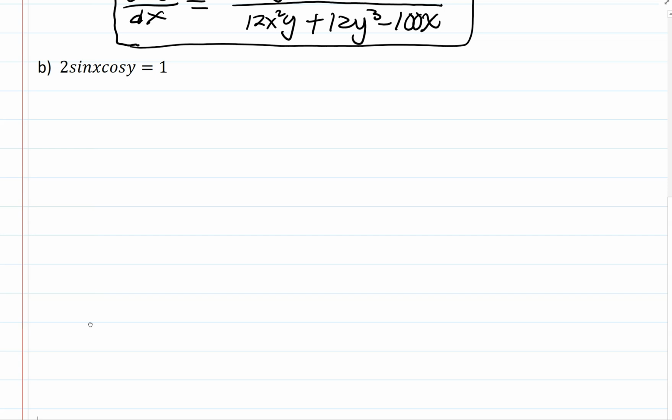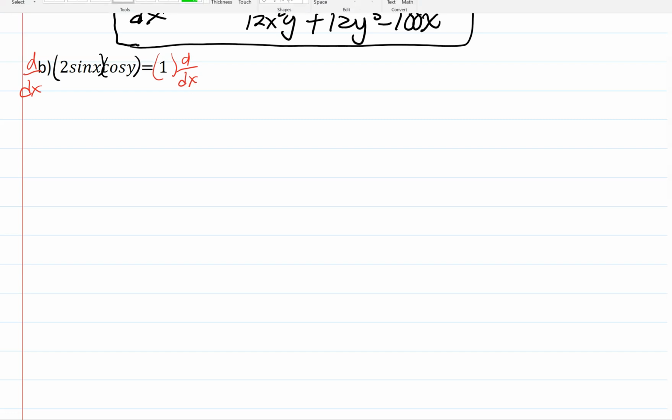Okay, so I have a product. Right there is my product, where the first term is 2 sine of x, the second term is cosine of y. Okay, so I am going to take the derivative of both sides, but in this case, taking the derivative with respect to x, meaning x is our variable and y is our function.